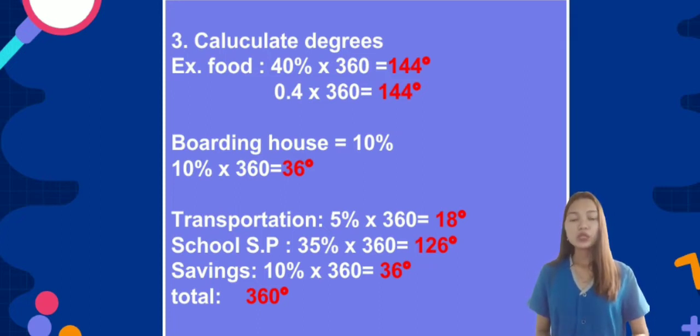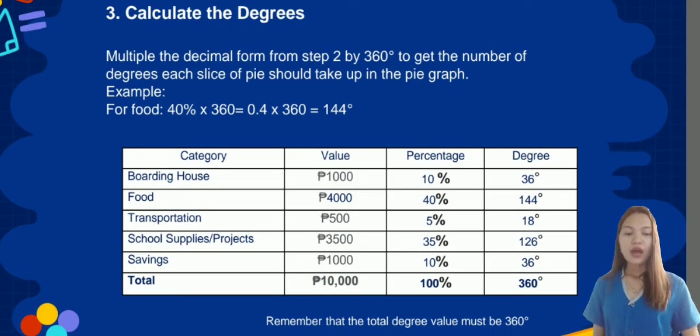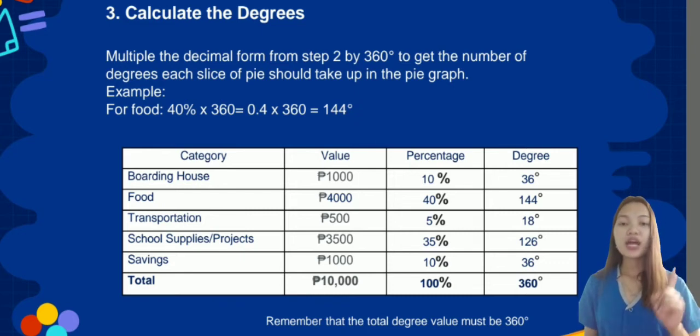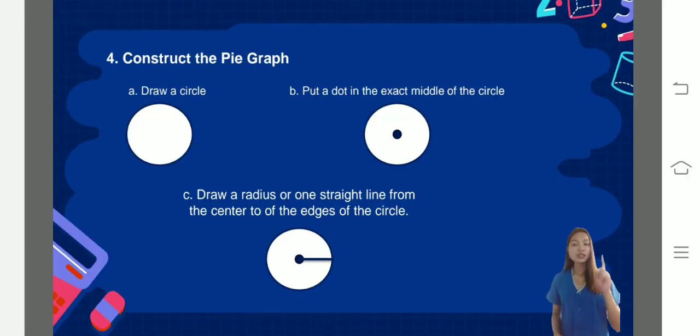So, itotal lang natin lahat yan. 144 degrees plus 36 degrees plus 18 degrees plus 126 degrees plus 36 degrees is equal to 360 degrees. Remember that the total of all degree values must be 360 degrees. Now, tapos na tayo sa step 1, 2, and 3. Let's move on to step 4.